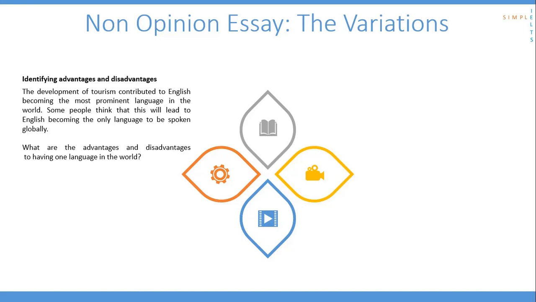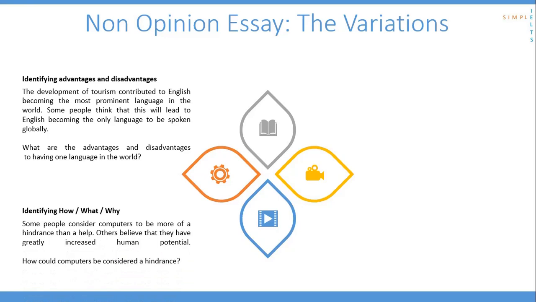First of all, we already saw earlier the advantages and the disadvantages, and then it can also be identifying how, what, or why to something. For example, some people consider computers to be more of a hindrance than a help. Others believe that they have greatly increased human potential. The question is, how could computers be considered a hindrance? So in this type, we just have to explain why or how, what makes people think that it is a hindrance, not a help. So it is as simple as that.